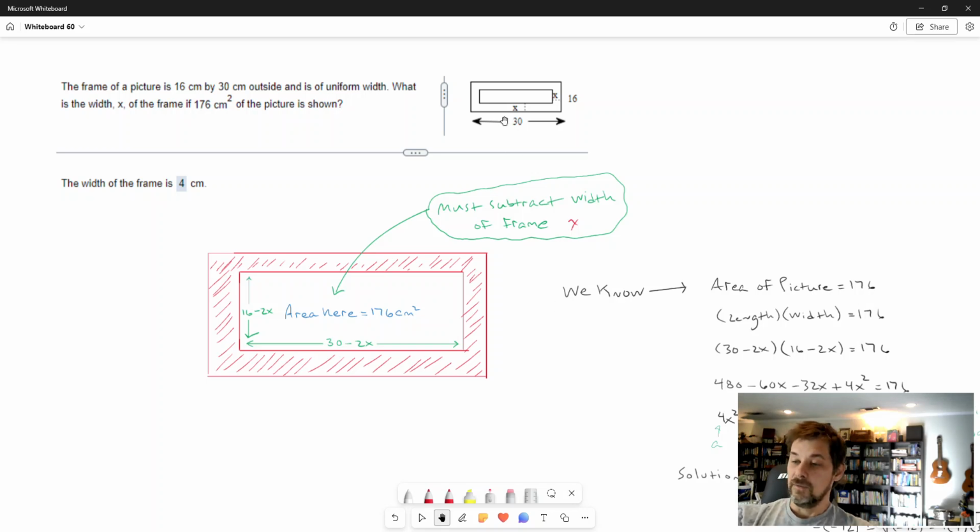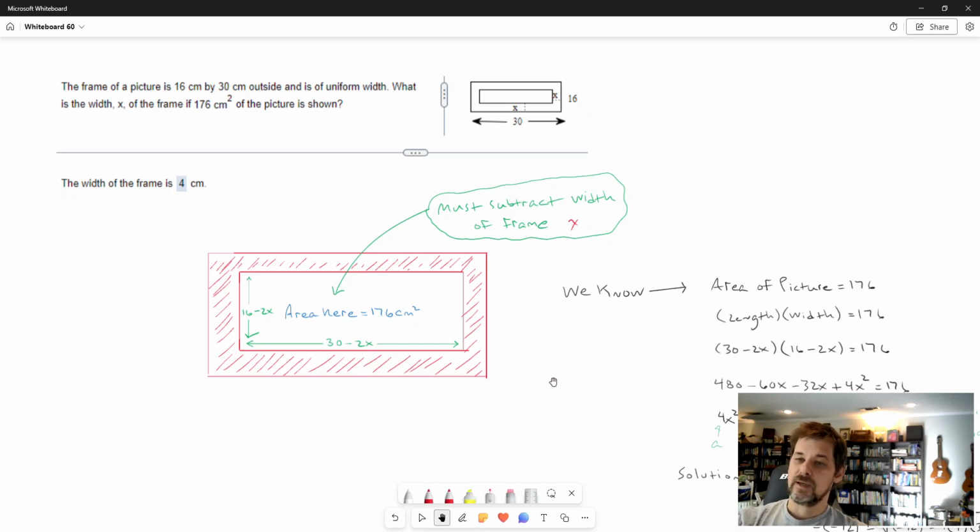All right, so we have that. I know that the overall frame is 30 this way and 16 this way. And the last thing I know is that the inside of the frame, the part where you can see the picture, is 176 square centimeters. And the question with all that information is how wide is the frame, meaning what is the x, the unknown width of the frame structure all the way around.